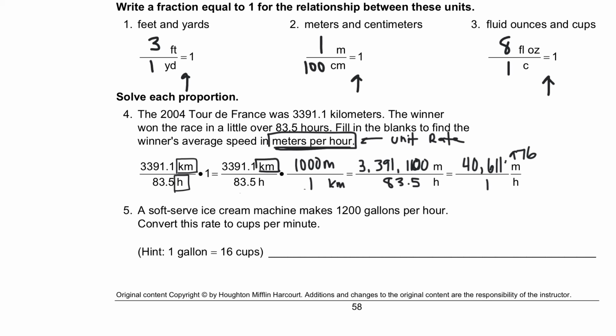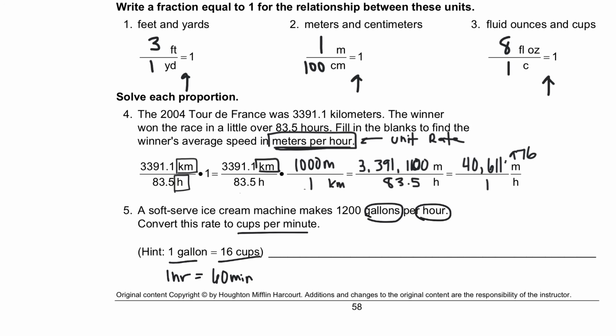And so the same thing happens here. We have a soft serve ice cream maker that makes 12,000 gallons per hour. We want to make this into cups per minute. Now, we have gallons per hour, so we're going to have to worry about converting 2 units at the same time. As long as we set this up correctly, it shouldn't make too much of a difference. First of all, they give us a hint that 1 gallon is 16 cups, so that makes that conversion a little bit easier. But also there is 1 hour for every 60 minutes. We can do the same thing that we did before, just being a little more careful so that we can convert it correctly.